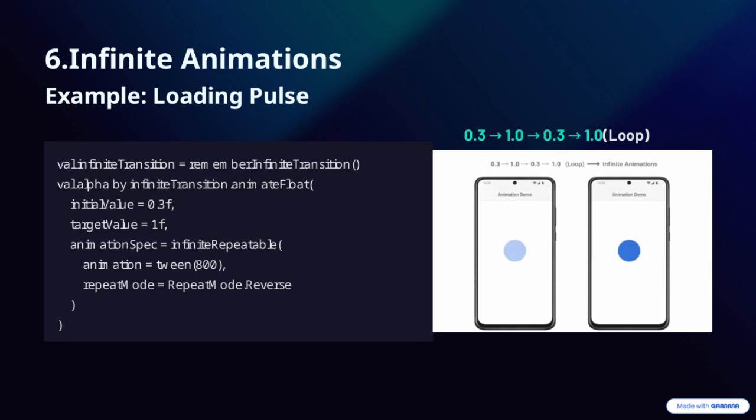The animate float function handles this, with an animation spec that specifies a tween of 800 milliseconds for each transition, and the repeat mode set to reverse. This setup ensures the alpha value smoothly pulses back and forth, giving a dynamic loading effect that feels natural and engaging. It's a simple yet powerful way to add life to your UI components, making them more interactive and visually appealing.